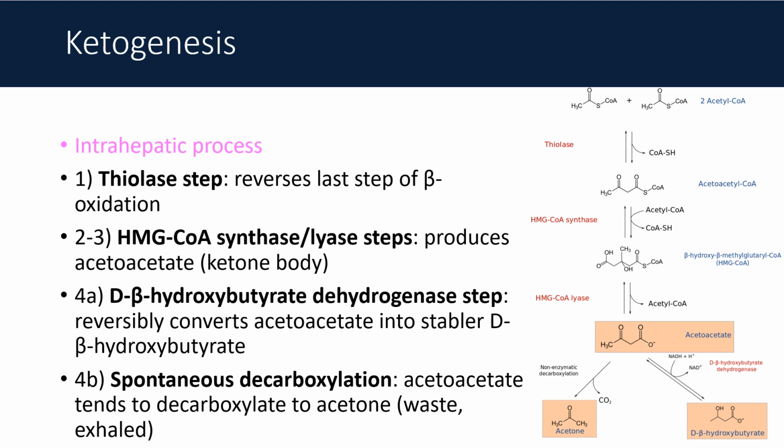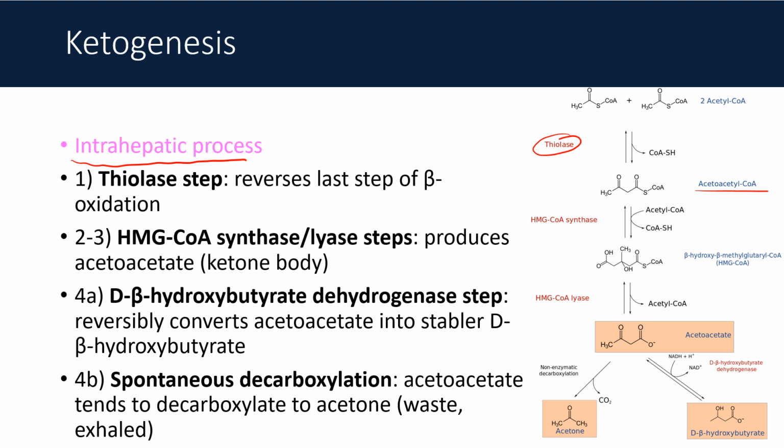This is known as an intrahepatic process, which means it only occurs in the liver. First, the enzyme thiolase. This is the same thiolase from step 4 of beta oxidation, by the way. It's reversible. And it will indeed reverse the last step of the fatty acid spiral. It's going to reform the last beta ketoacyl intermediate, which in this case is called acetoacetyl-CoA. I know, it's a little bit of a tongue twister.